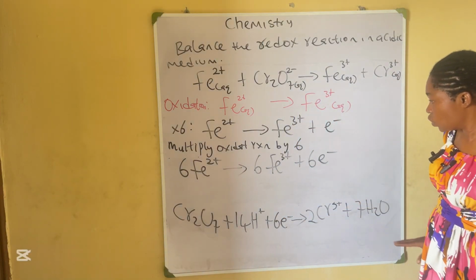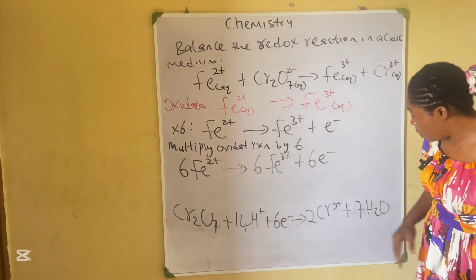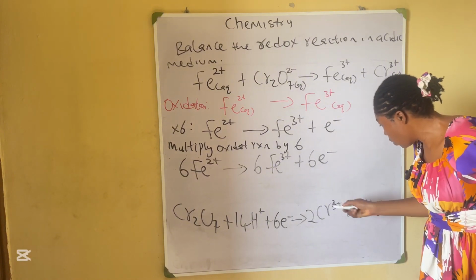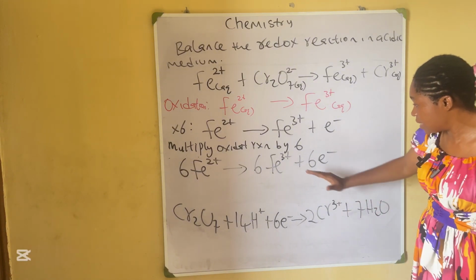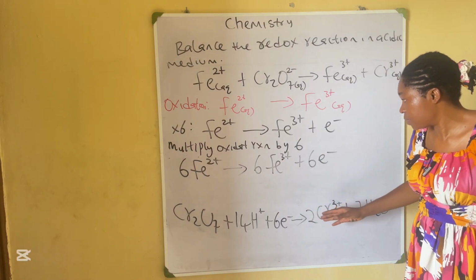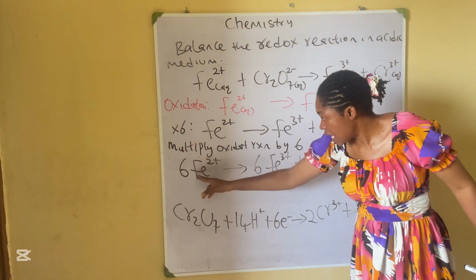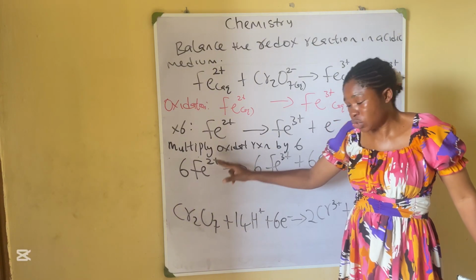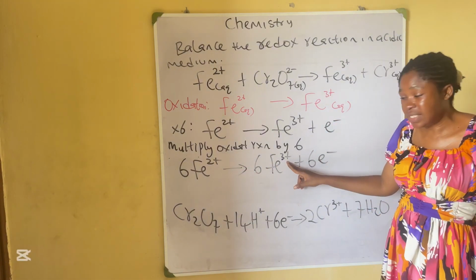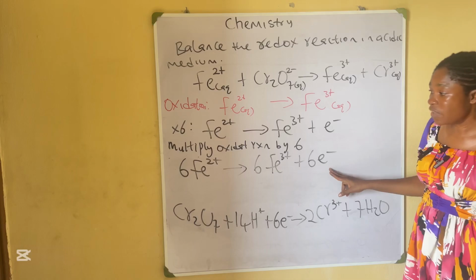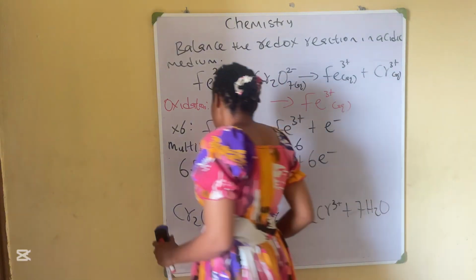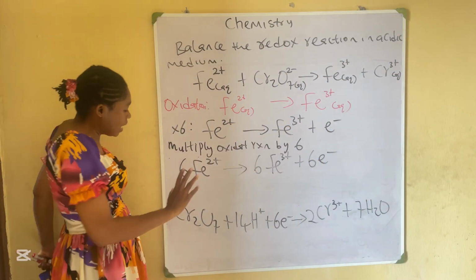So the next thing I'm going to do is add the equations together, since electron loss equals electron gain, they are the same. If you check, 6 times plus 2 is plus 12. 6 times 3 is 18. 18 minus 6 will give you 12. So the last rule, remember, is to add up and cancel the electron.